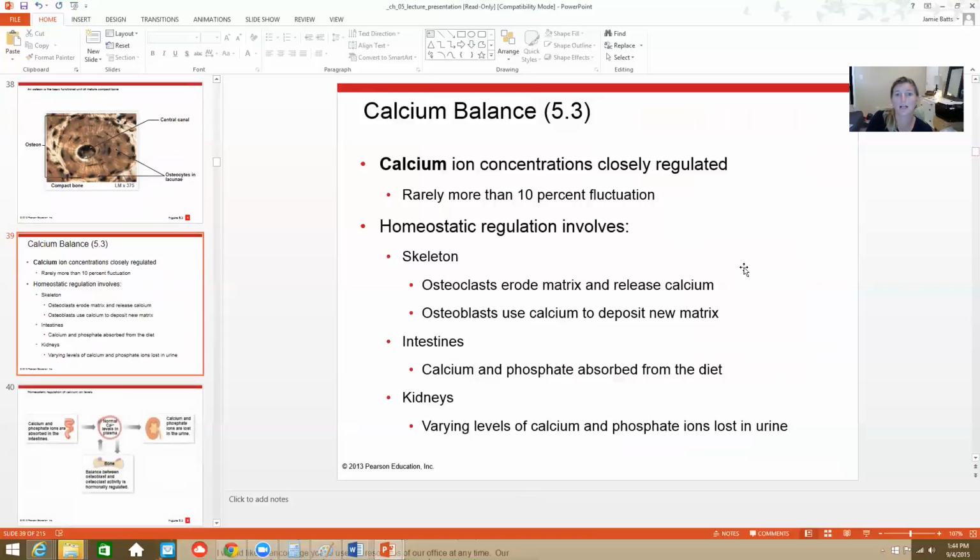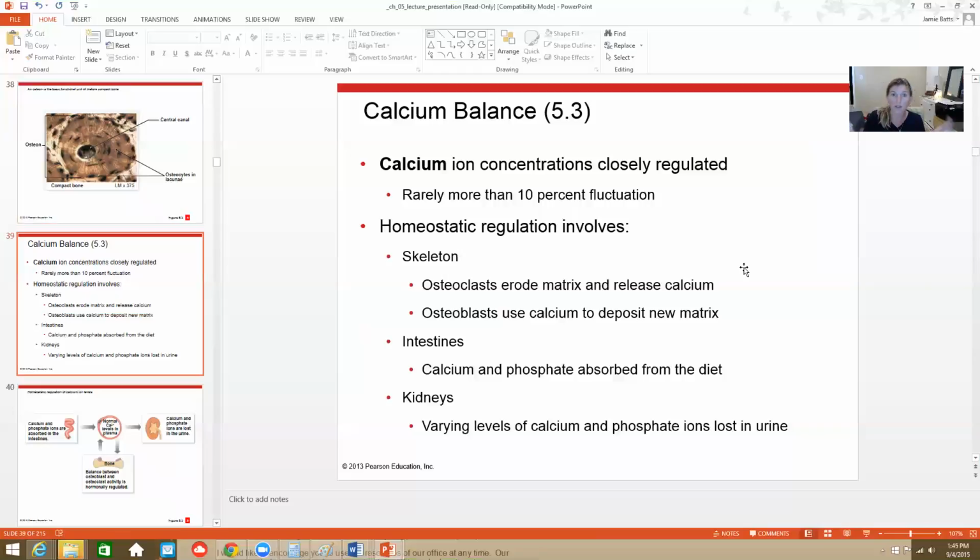Let's talk about calcium balance. Calcium ion concentration has to be carefully balanced in our blood. It cannot fluctuate more than 10% in either direction. So that means our body has to carefully monitor and control our calcium absorption and calcium excretion. So our skeleton, our bones, are constantly eroding and depositing new calcium based on our dietary needs. Guess what? If you're not eating lots of calcium, what are your osteoclasts doing? They're breaking up your bones to put calcium back into the blood because other cells need calcium too.